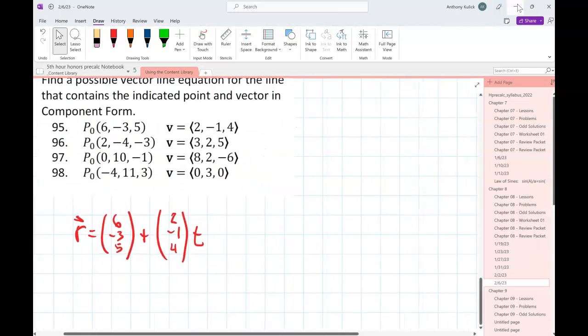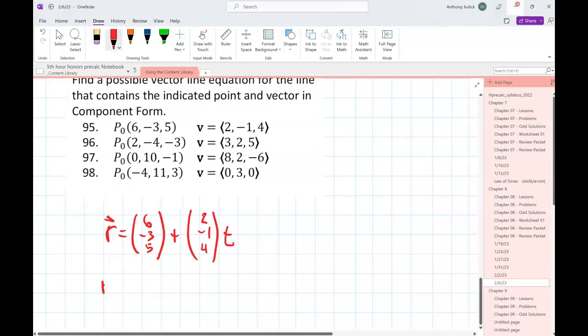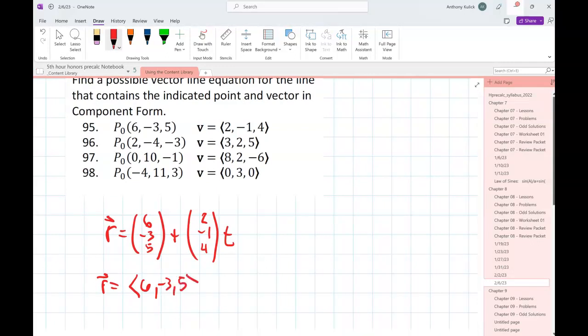Okay. So it's asking for this line equation in component form. So rather than writing these as column vectors, I'm just going to write it the same way, except I'm going to write them horizontally as component form vectors. But that's it. Now, if these were 2 points, it's a little bit trickier, but if you have the direction vector already, it's just plug it into the form and you're done.